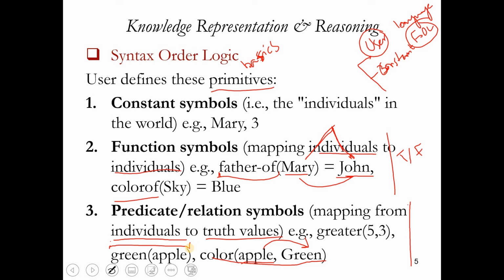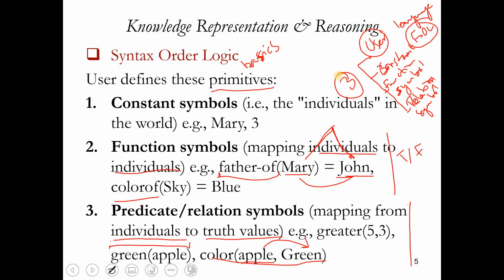Okay. So these are the three things provided by the user. So the user provides constants, function symbol, and then the last one is relation symbol. Clear? So this is it. This is the first part, three things given by the user.